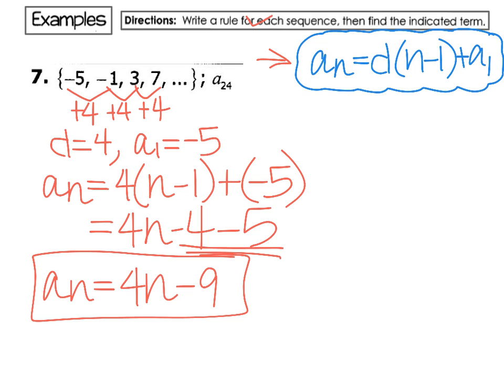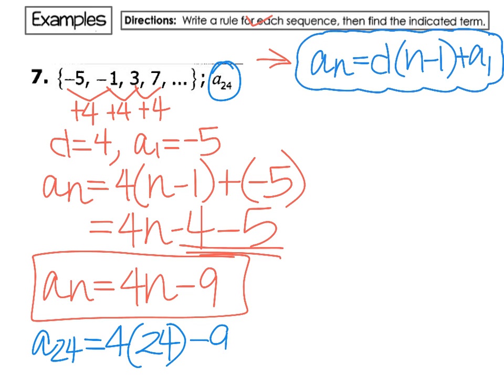Now we want to find the indicated term, and the indicated term is the 24th term. So what we're doing is plugging 24 in for n. So the 24th term, or A sub 24, equals 4 times n, which we know is 24 if we're looking for the 24th term, minus 9. Plug that into your calculator, 4 times 24 minus 9, and we get 87. So the 24th term is 87, and you're done. You've got your rule and your 24th term, your indicated term.